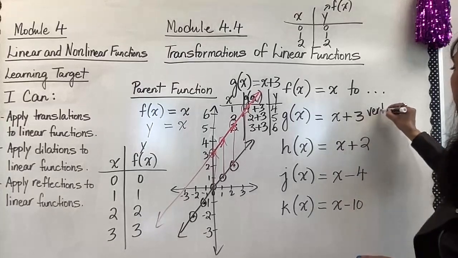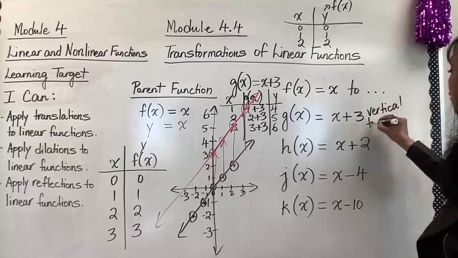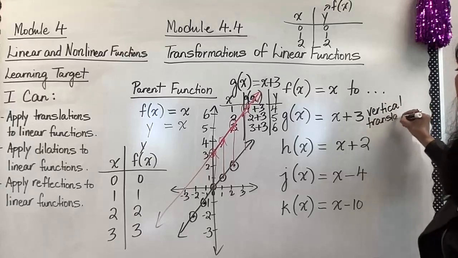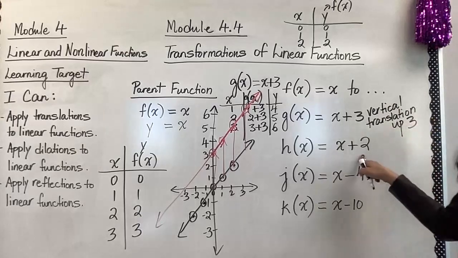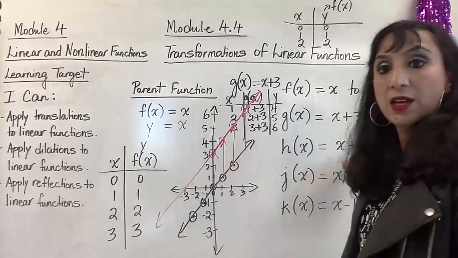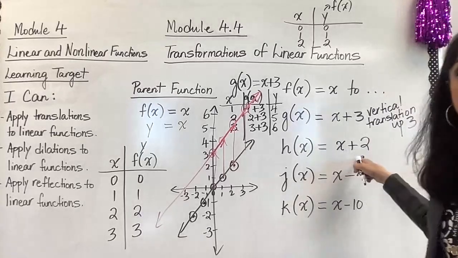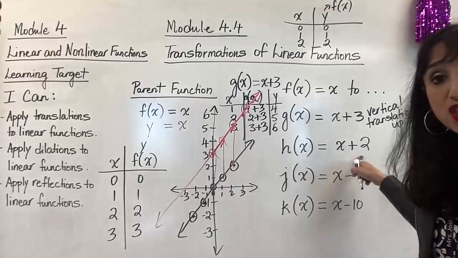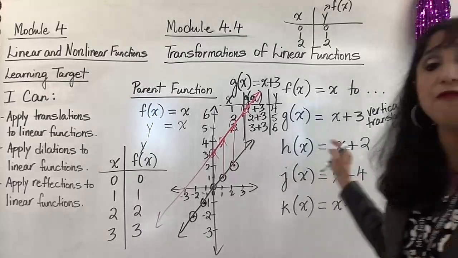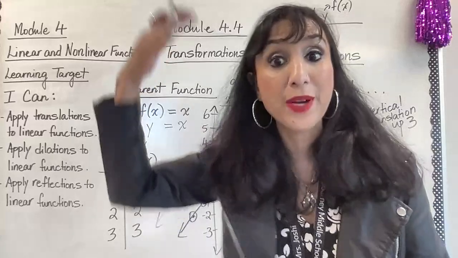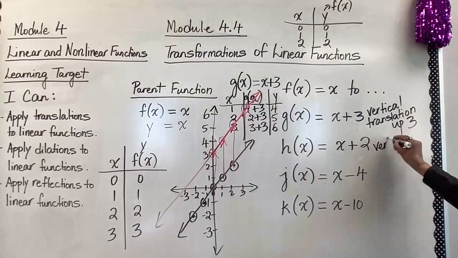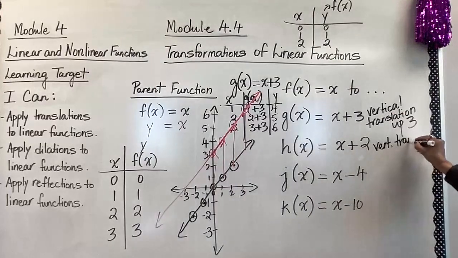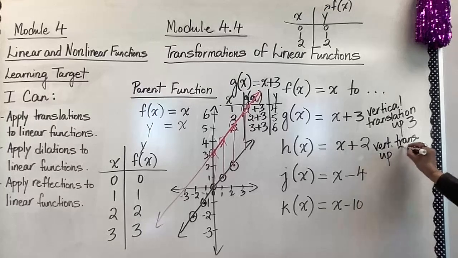So vertical translation up 3. What do you think is going to happen here? So I look at the constant. What's the constant? It is plus 2. So this one is a vertical translation up 2 because it's plus 2. So same thing, vertical translation up 2.